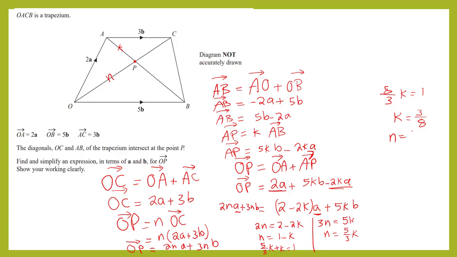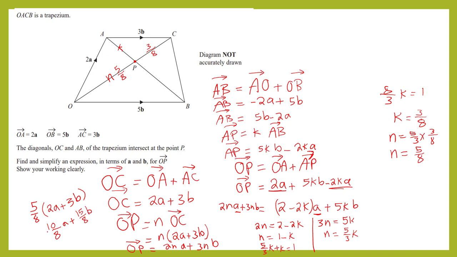So n is 5 over 3 multiplied by 3 over 8. It will be, cancel 3 and 3, it will be 5 out of 8. So n as a ratio is 5 out of 8, and this one for sure is 3 out of 8. So OP as a vector will be 5 over 8 multiplied by 2a plus 3b. So it will be 5 times 2 is 10, 10 over 8 a plus 15 over 8 b.